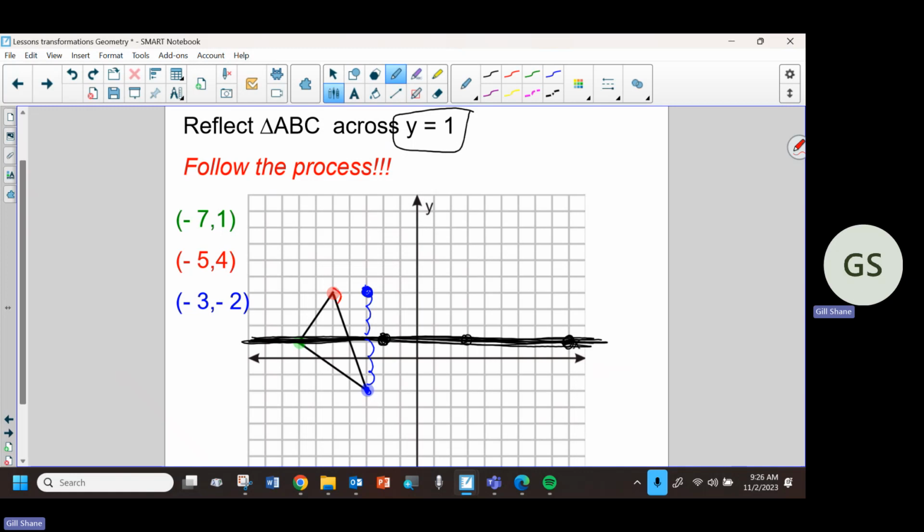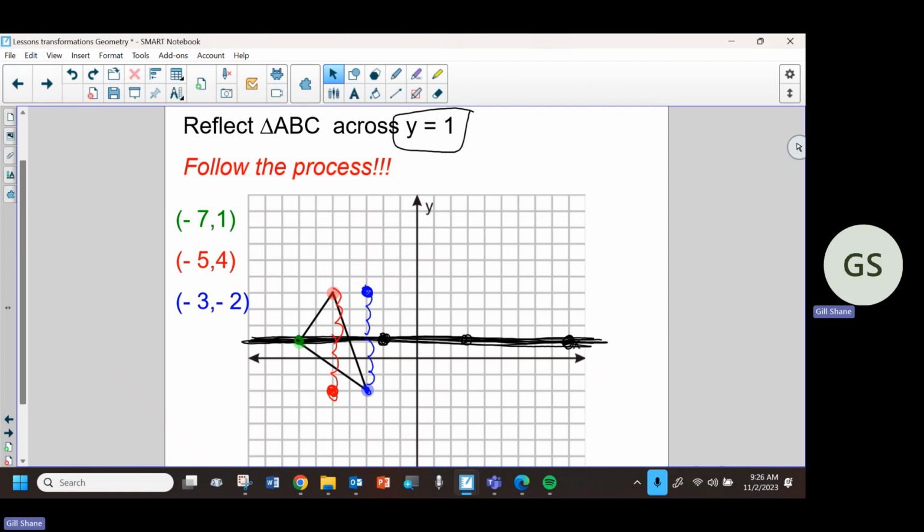A to A prime, if they have letters. So now from red, again, I go from the red pre-image point down, in this case, to the line of reflection, 3. Well, then I keep going 3 more, and that's my new or my image point. The green is on the line. It's on the line. The second point doesn't go anywhere.